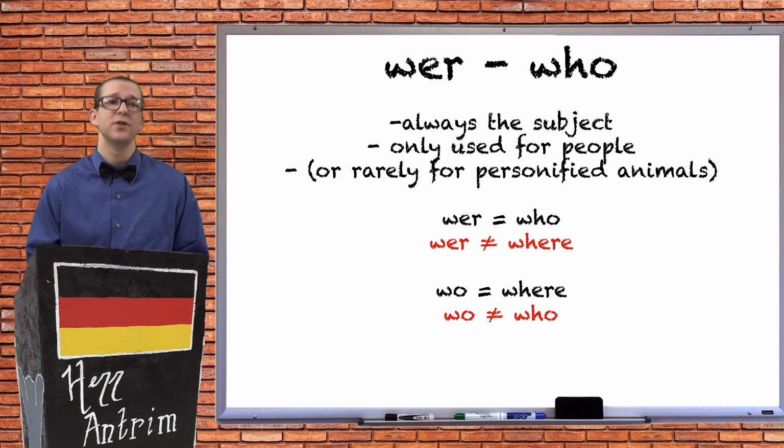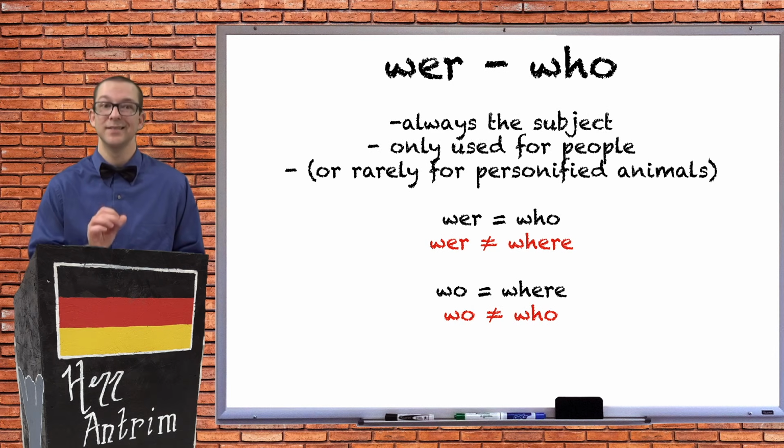The next question word you need to know is wer, which means who in English. The official rules for wer and who are supposed to be the same, but English speakers don't really seem to care anymore what the difference between who and whom is, which leads to some problems when trying to ask questions in German. Short version, who is always the subject of the sentence, but whom is not. That's all that really matters for now.